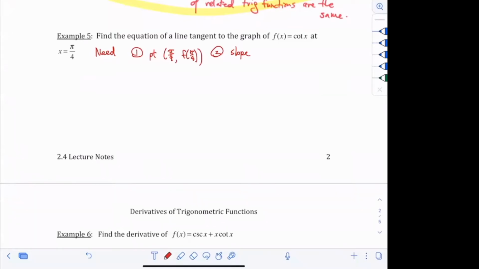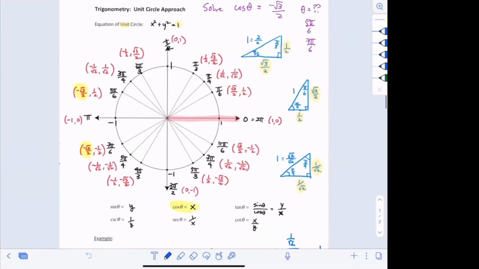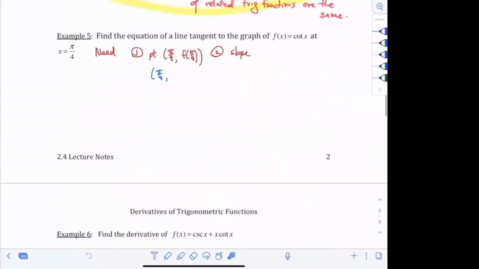So we need to figure out what that's going to be. And the x coordinate is easy, that's pi over 4. When I go to figure out the y coordinate, I want to work with cotangent, right? So let me go back to my unit circle over here. Pi over 4 is this point right here. And what is cotangent? Cotangent is the x value over the y value. In this case, you can see that the x value and the y value are the same. So 1 over rad 2 divided by 1 over rad 2 is just 1. So that tells me that the y value here is going to be 1. Let me write one extra line here. I can say cotangent of pi over 4 is equal to 1.